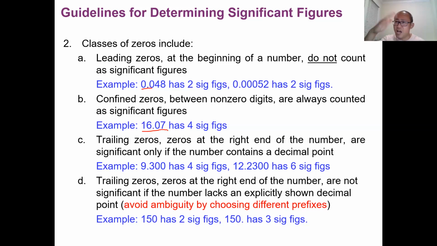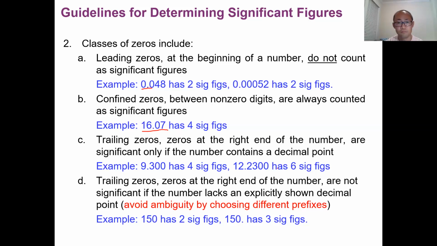The last scenario is trailing zeros, and trailing zeros come in 2 types as well. The first type is when the trailing 0 is at the right end of a number that contains a decimal point, like 9.300 or 12.2300. These zeros at the end of the number, if the number contains a decimal point, are significant. So 9.300 has 4 sig figs, and 12.2300 has 6 sig figs, because the zeros are at the end of a number that has a decimal.